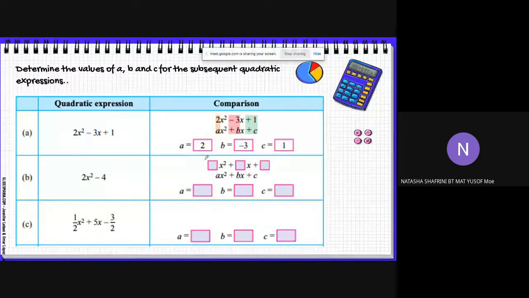Yang ni pun tadi kita dah bincang. Okay, so now kita punya value for ini akan kita tulis. Okay, if you have 2x square minus 4, boleh bagi cikgu, what is the value of a? 2. Okay. What is the value of b? 0. Good. Okay, what is the value of c? Negative 4. Okay, c negative 4.